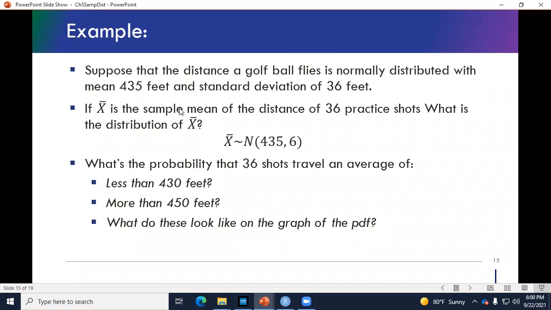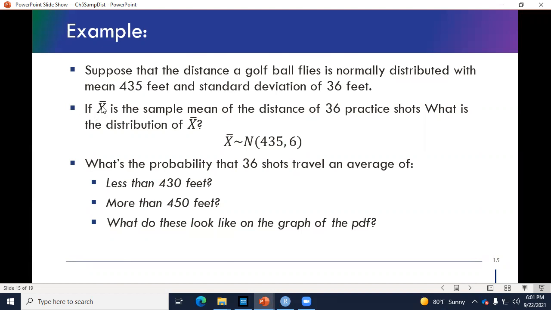Okay. Now we go to this example, and now we know this distance is normal distributed. So this distance a golf ball can fly is normal distributed, and we know the mean is 435 and the standard deviation is 36. So this is giving you mu equal to 435 and sigma equal to 36, which is for the population, basically the distribution of X. So this statement is telling you X follows a normal distribution with mu equal to 435 and sigma equal to 36.